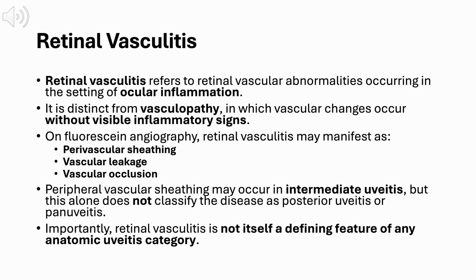On fluorescein angiography, vasculitis shows up as perivascular sheathing, vascular leakage, or occlusion. Two cautions. Peripheral vascular sheathing can occur in intermediate uveitis without making it posterior uveitis. And, importantly, retinal vasculitis is not itself a defining feature of any anatomic uveitis category. It's a descriptor that points towards specific diseases, which the next 3 slides catalog.